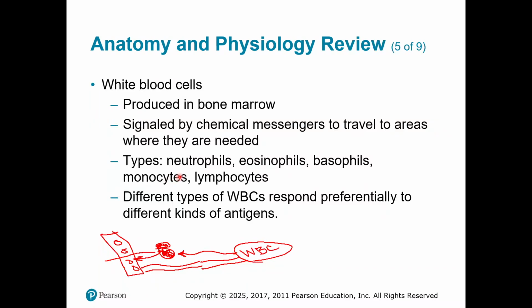Types of white blood cells: there's neutrophils, eosinophils, basophils, monocytes and lymphocytes. They all fight infection, they just do it a little differently than the other ones. Different types of these white blood cells respond preferentially to different kinds of antigens.